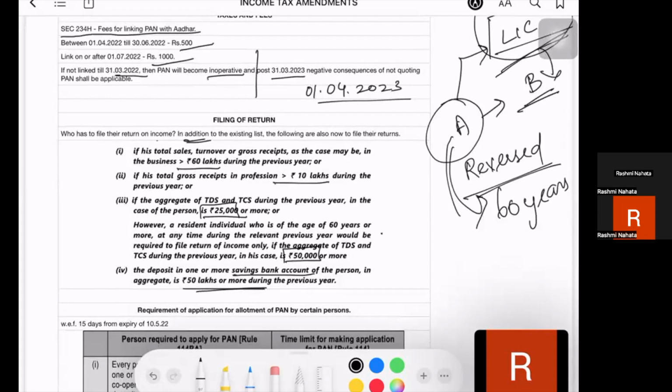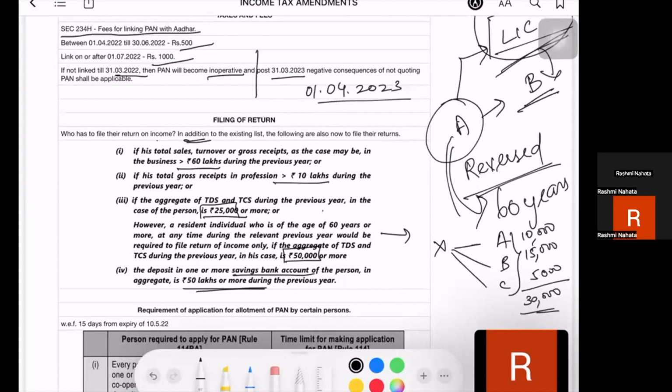So let me give you an example. X is having A, B, C, and all of them have deducted TDS for X. Let's say A has deducted 10,000, B has deducted 15,000, and C has deducted 5,000. This totals up to 30,000. So here, if he is less than 60, he will have to file his return because the TDS or TCS totals exceed 25,000.